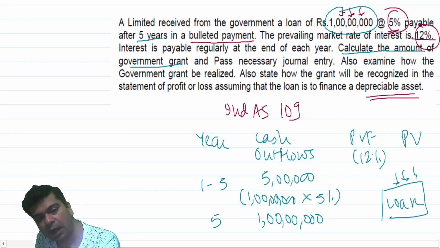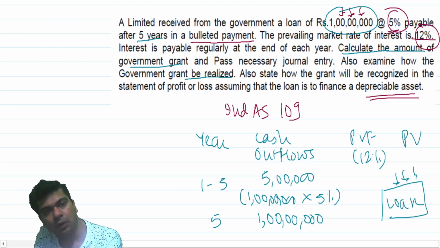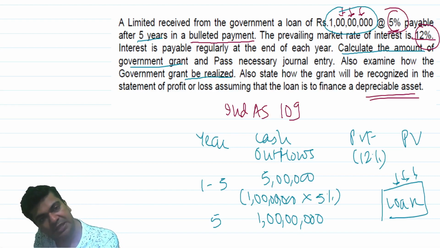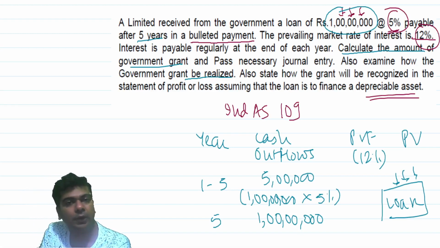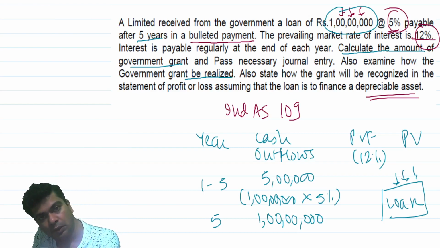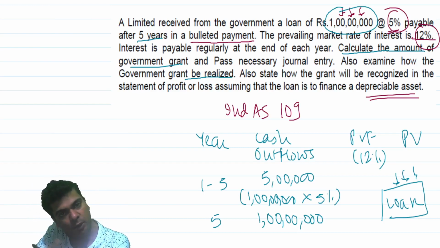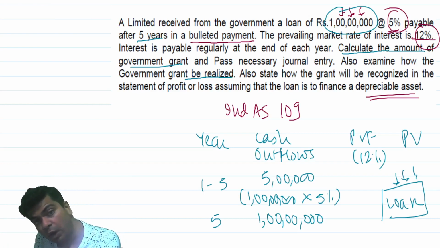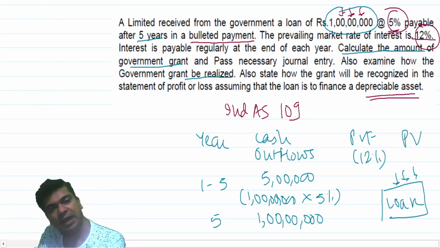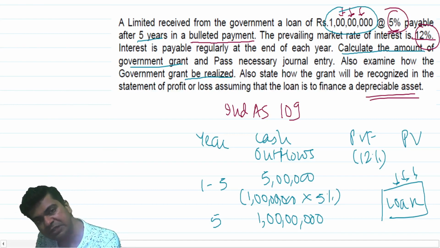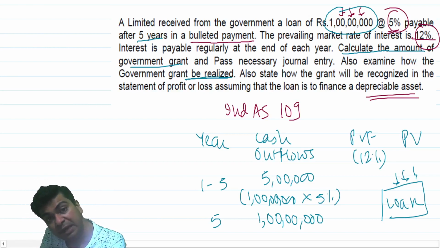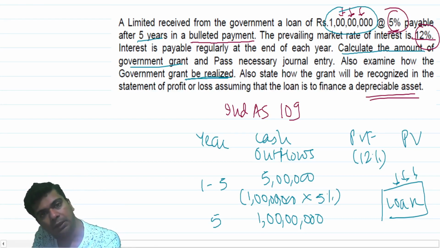Then they are saying, how will the government grant be realized? See, once you are getting a government grant, we understand over here that this government grant can be relating to acquisition of an asset. You can treat it as a deferred income, and then you can take transfers to the P&L in the ratio of depreciation. Or alternatively, you may even deduct it from the cost of the asset if you wish. So that will be the way in which the government grant will be accounted for. But because they are saying how will the government grant be realized, they are referring to deferred income approach.